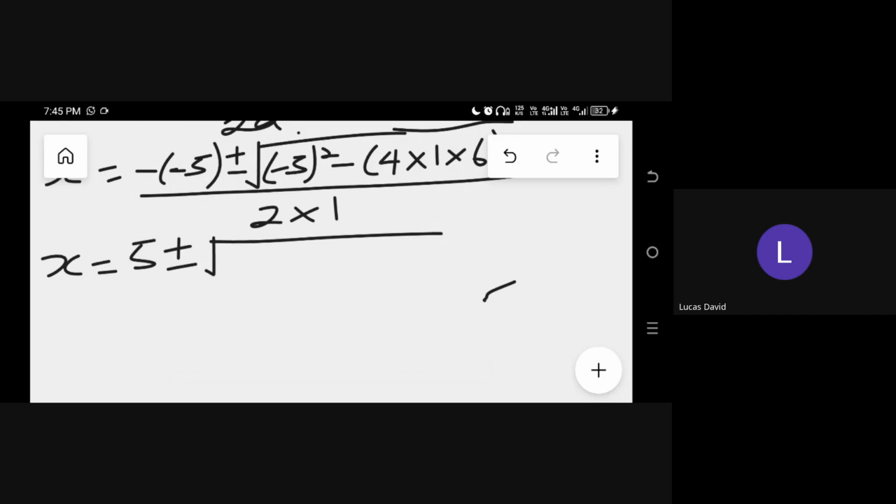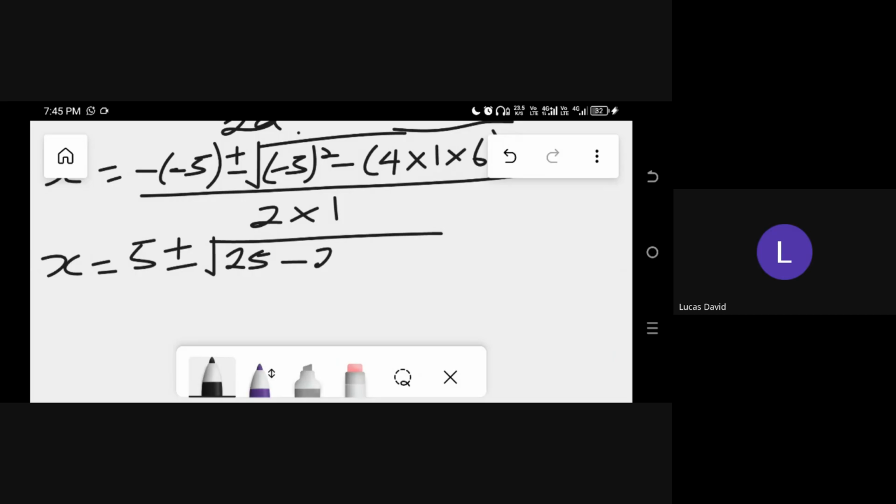Minus 5 to the power of 2 is 25. So we have 25 minus 4 times 1 times 6. That's 24. Minus 24 over at the bottom 2 times 1. That's 2.